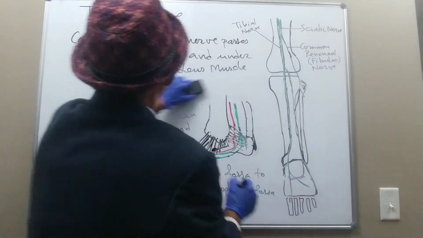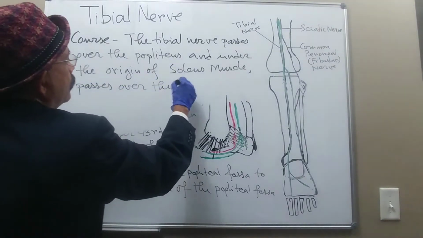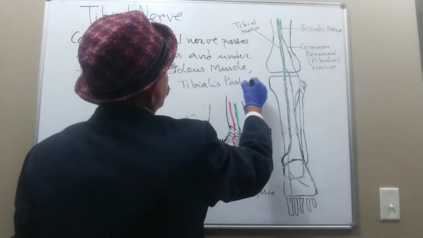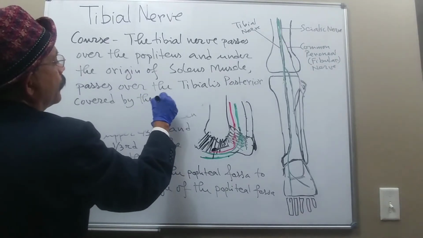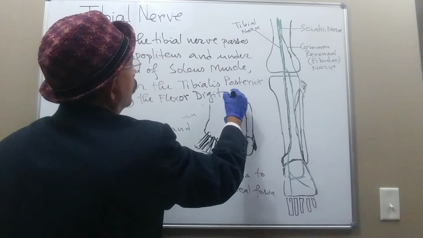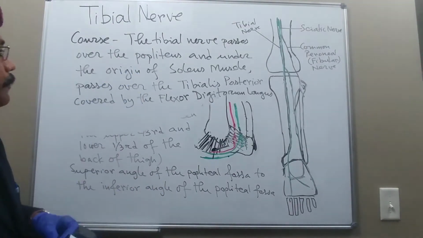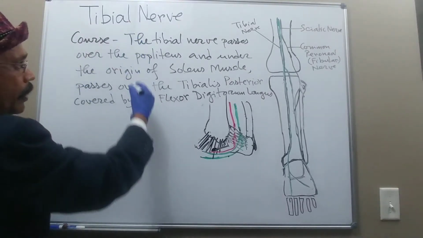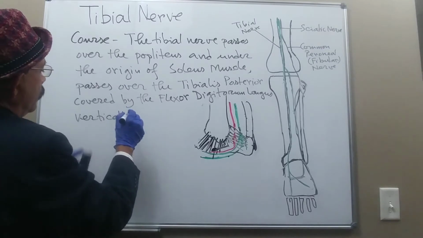Then it passes over the tibialis posterior, covered by the flexor digitorum longus. So this is in the leg area. Then it goes in between, and all of this is going vertically down.